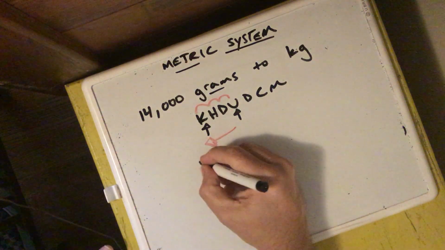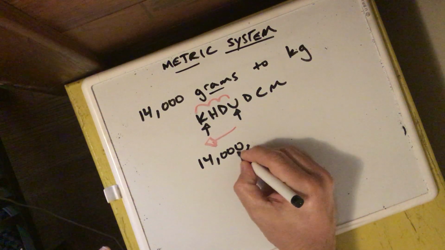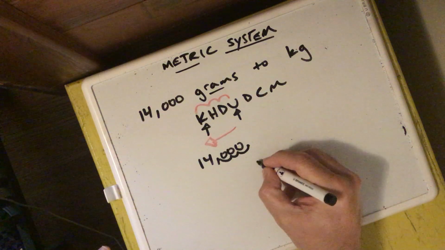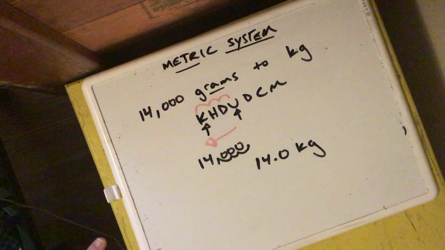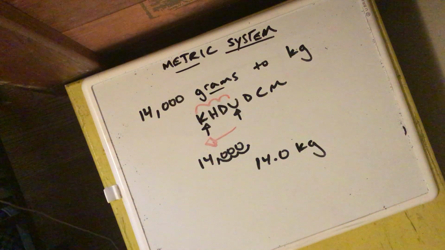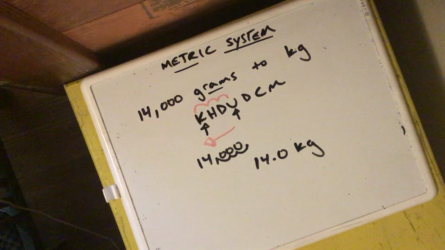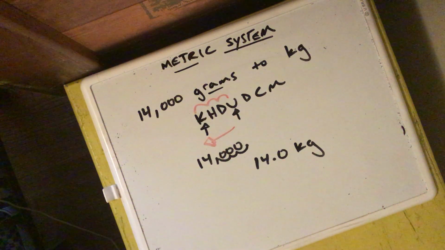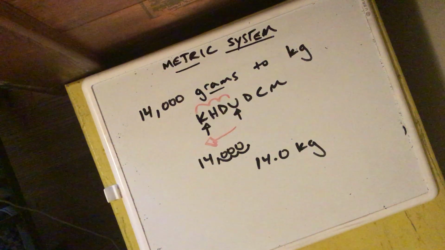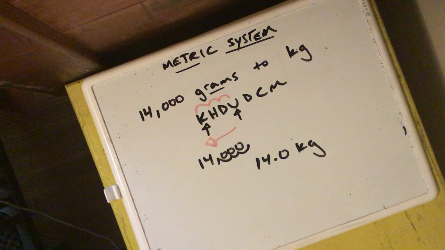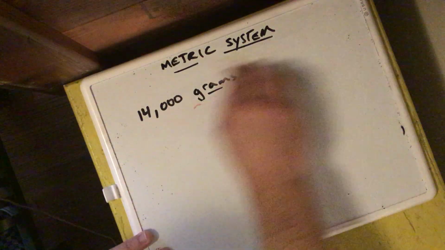So we're starting with 14,000, and we've got the decimal point over here. We're moving it 1, 2, 3 spaces to the left. That means 14.0 kilograms is the answer. 14.0 kilograms is the same exact amount of stuff as 14,000 grams. It's just a different way to measure it. And it makes sense because kilograms are really, really big, so there'd be less of them than there would be of grams.